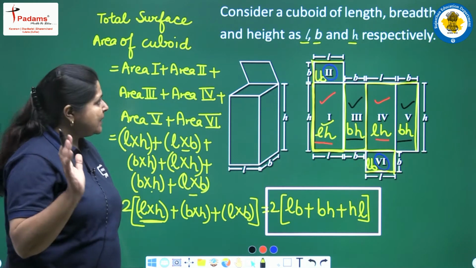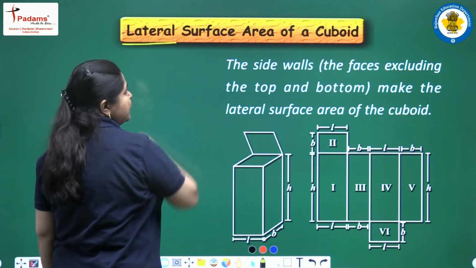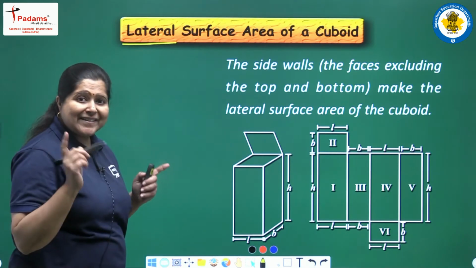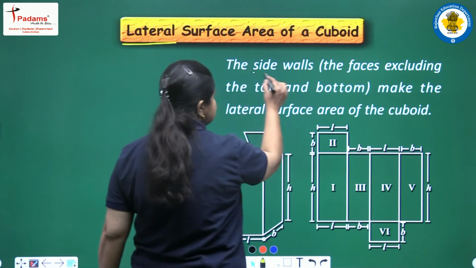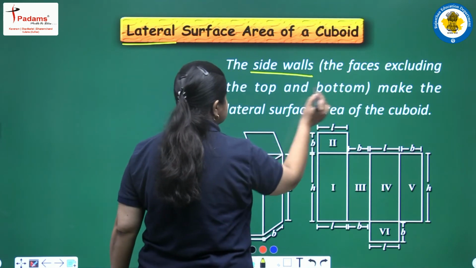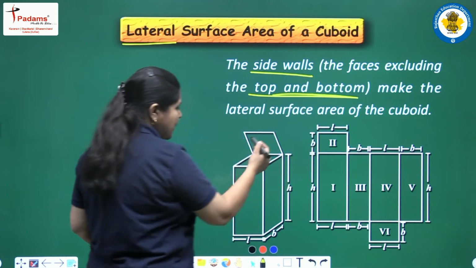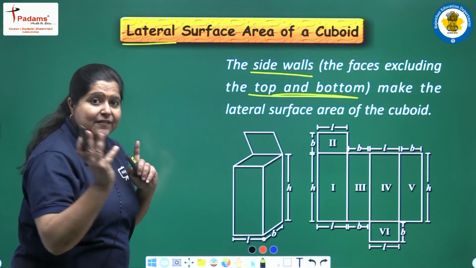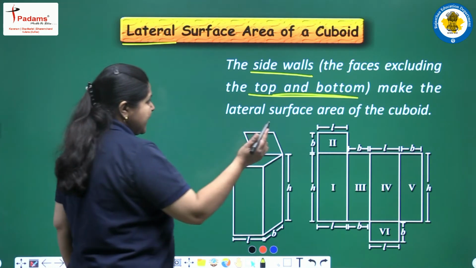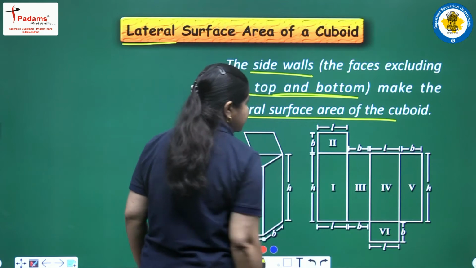Next we take up lateral surface area of a cuboid. What do we mean by the lateral surface area? The side walls, the faces excluding the top and bottom. Top और bottom को नहीं लेना है, सिर्फ side walls को लेना है. Make the lateral surface area of the cuboid.